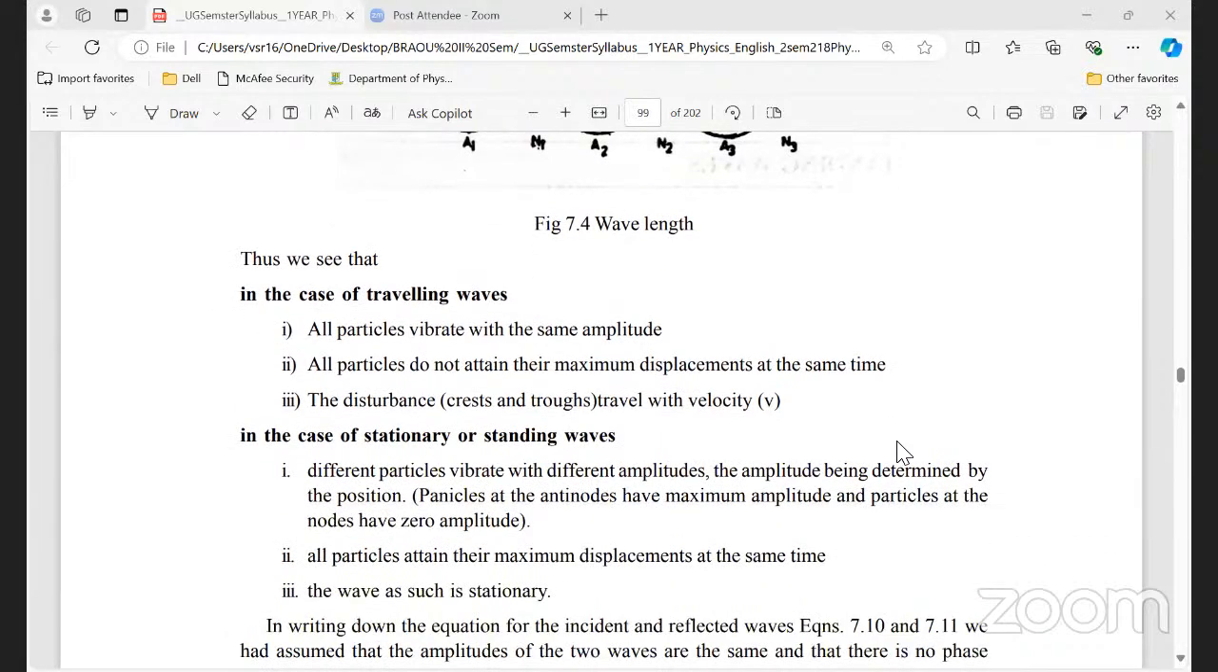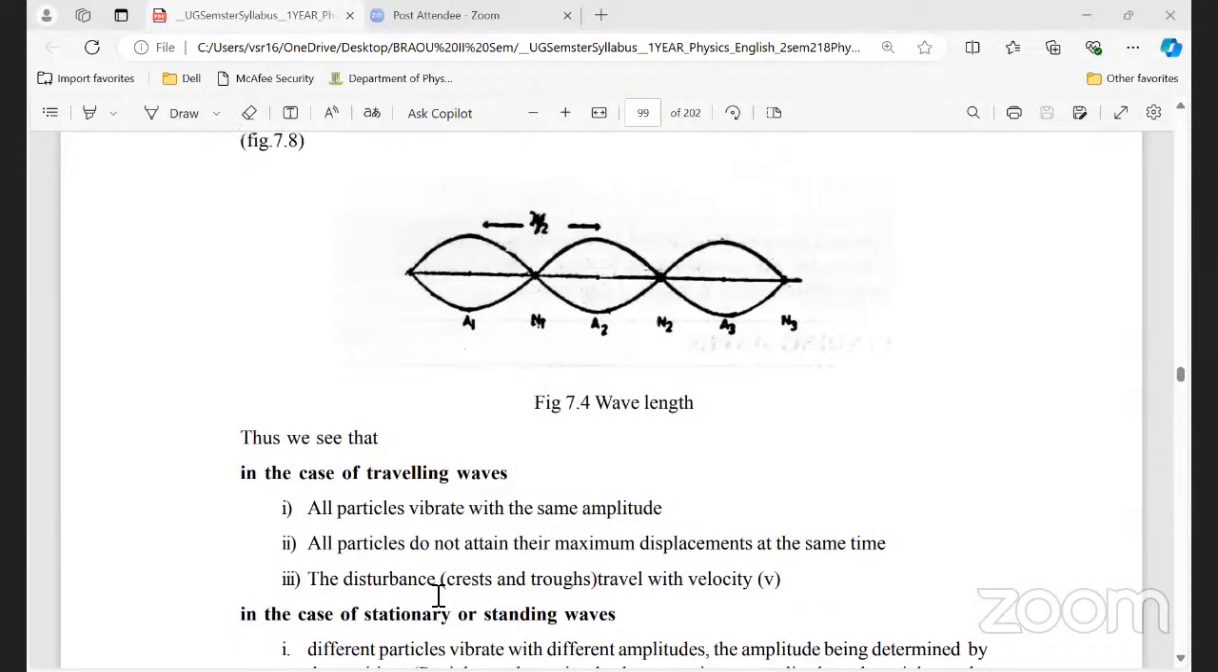So thus, in the case of a traveling wave, all particles vibrate with the same amplitude, and the particles do not attain their maximum displacement at the same time. The disturbance, what do you say? Disturbance means something you have already read in the introduction part of the waves.